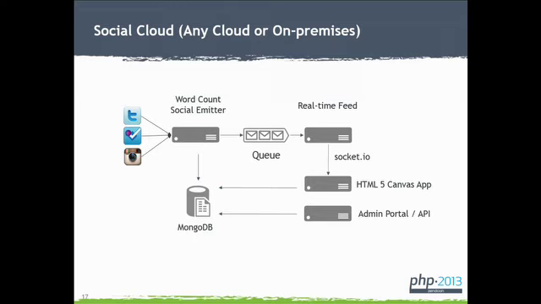So we draw everything in. We start pushing tweets across to a queue. Very simple. The other web server picks it up and starts streaming it down into our HTML5 Canvas application.